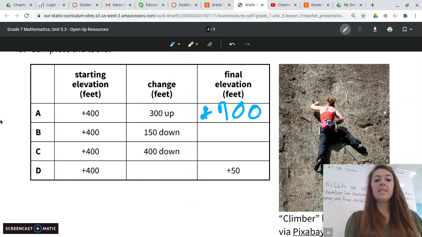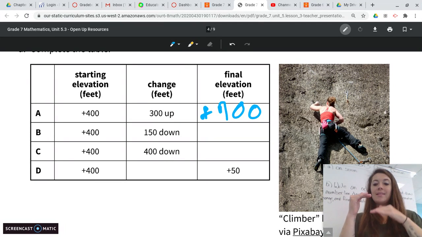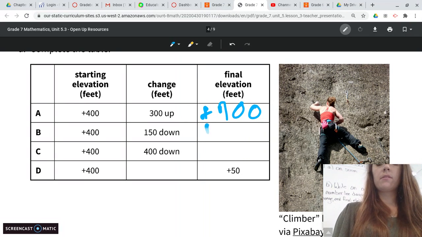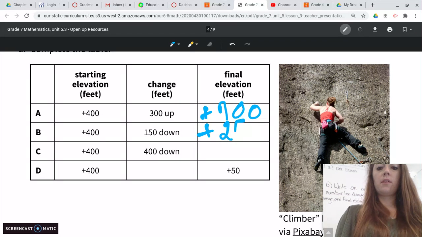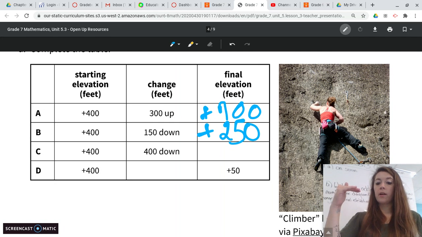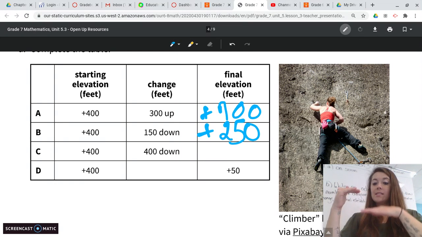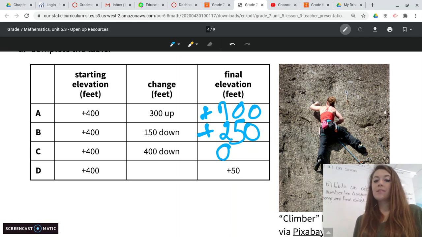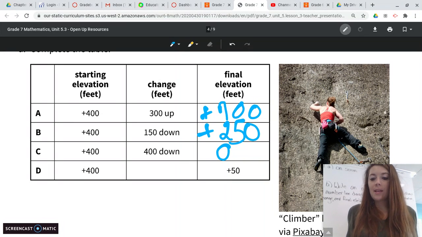For situation B, we're starting at that 400, but this time instead of going up, we're going down 150. So if we go down 150, what final elevation will we be at? 250, so a positive 250. Now for C, we're at 400. Then she's going down 400. So what's our final elevation? 0. Excellent. Anytime we subtract by the same amount, it cancels it out.